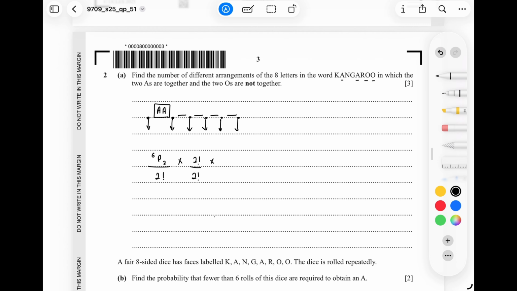And the last thing is all the other letters. How many times can you swap them? So there's 1, 2, 3, 4, 5. This is considered as 1 because we group them together. So we basically have 5 factorial. You just input it into the calculator and you're supposed to get 1800.